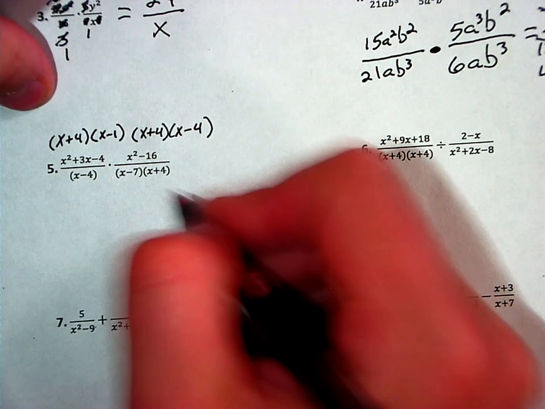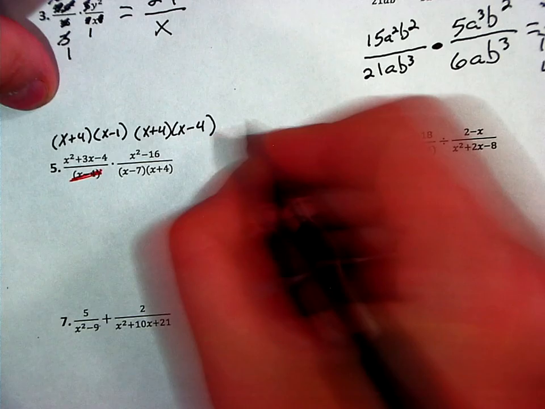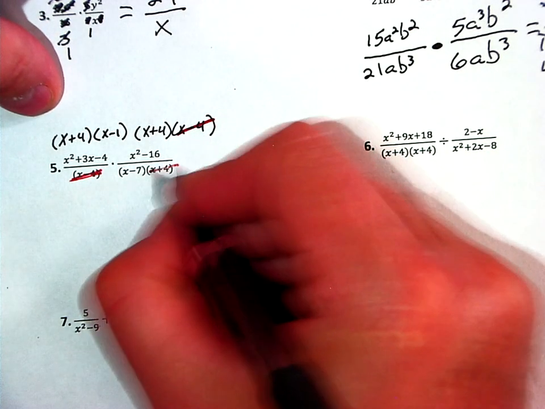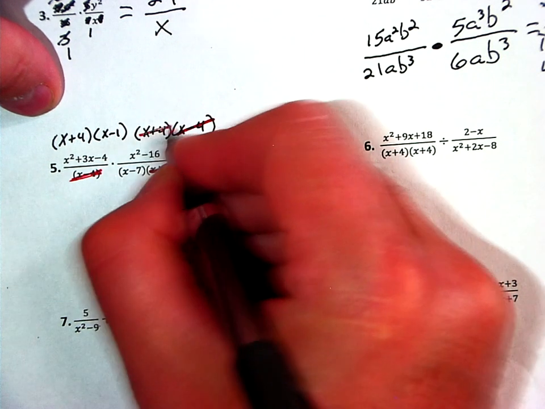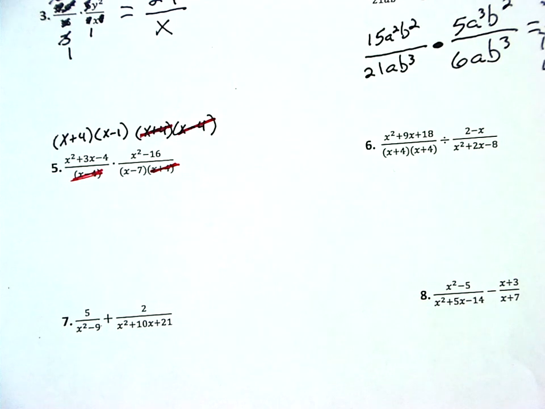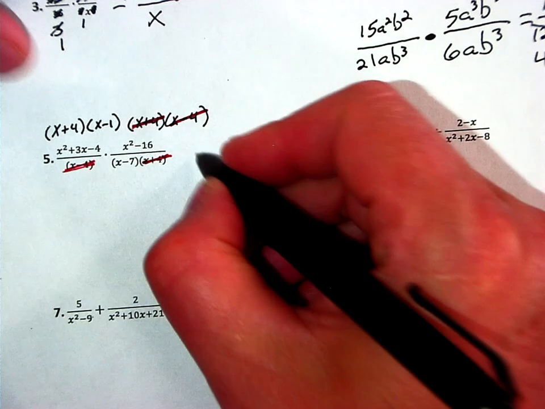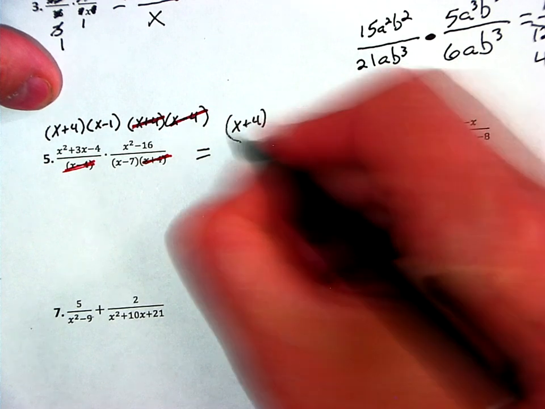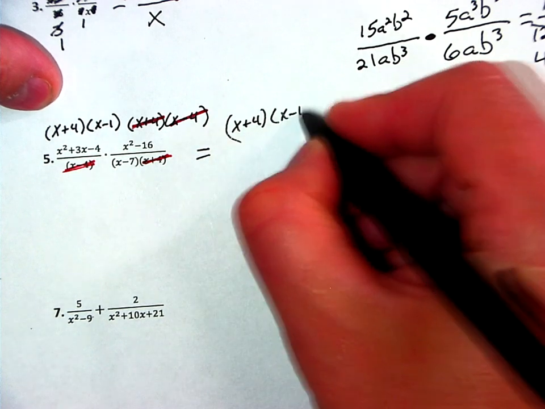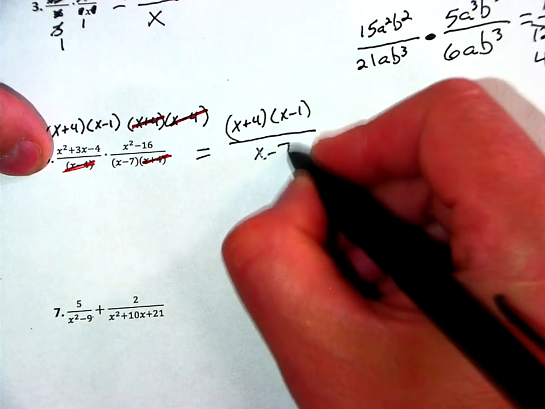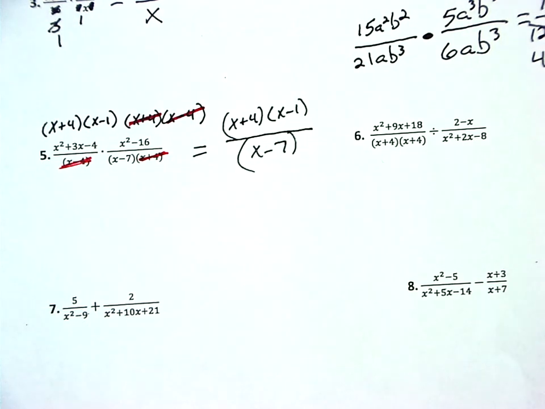So this x minus 4 cancels out with this x minus 4. This x plus 4 cancels out with x plus 4. It doesn't matter which one you cancel out, but you can only cancel one of them. All right, so what is left? x plus 4, x minus 1, all over x minus 7. That is your final answer.